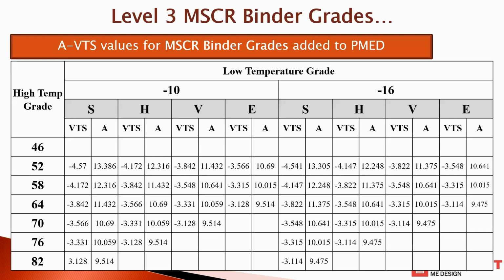And as I said, to use this input level, you have to make sure you're following the full MSCR specification, and the level 3 MSCR binder grades with their corresponding A-VTS values are shown in the table. Of course, this is a truncated table. This is only for our lower temperature levels -10 and -16. We have also implemented the default A-VTS parameters for all other binder grades, for all other lower temperature levels. Next slide, please.